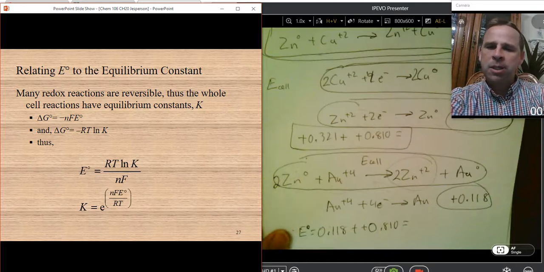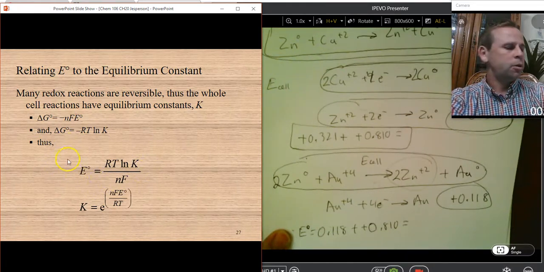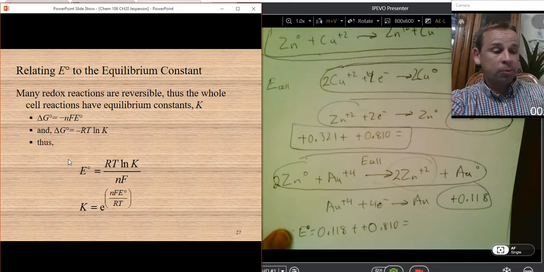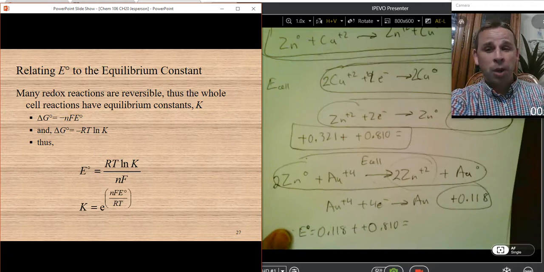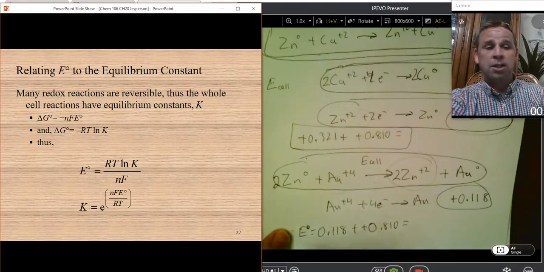All right, this other equation here relates the equilibrium constant that we've talked about in various chapters before to our E value. All right. Very good. So a couple of equations that you can be familiar with. I think the likelihood of actually having a problem where you have to use these equations is very slim.